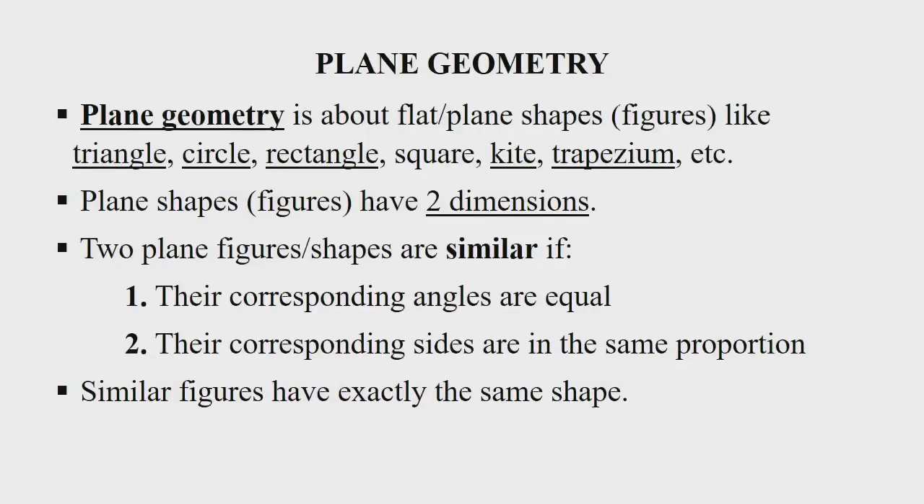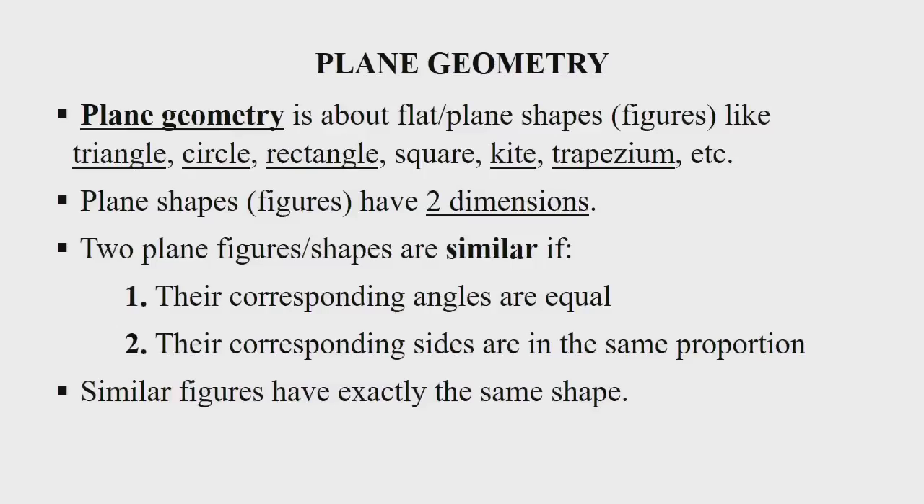If we talk of geometry, for your studies it is plane geometry. What do we mean by plane geometry? Plane geometry is about flat or plane shapes or figures. Some people call them shapes, some call them figures, like triangle, circle, rectangle, square, kite, trapezium, etc. We have a lot of them. Some are figures with more sides, called pentagon, hexagon, heptagon, octagon, nonagon, and decagon, which has 10 sides. Because they are plane, they are flat shapes, and they are part of plane geometry.